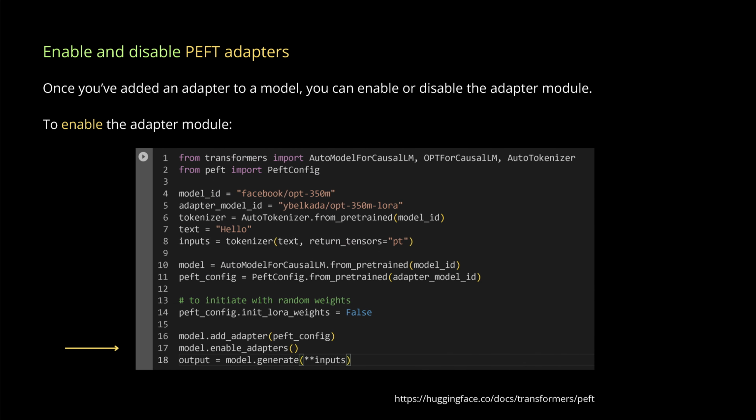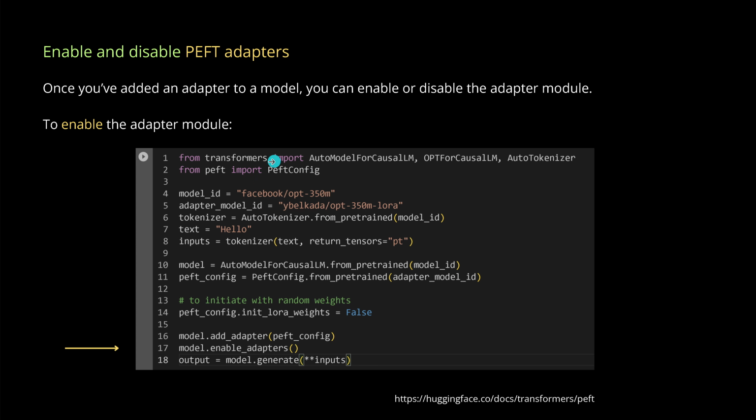Beautiful. Another command you should know is enable and disable PEFT adapters. Because once you have added the adapters to your model, as I told you, you can enable them or disable them. And the command is relatively simple: model.enable_adapter. And here you have the complete code.